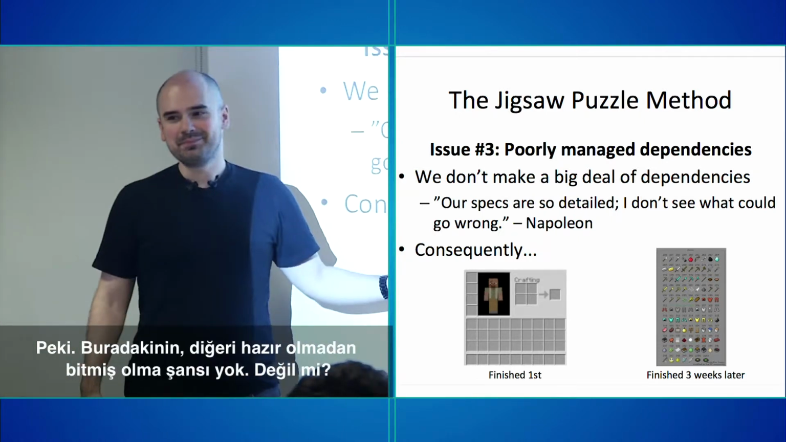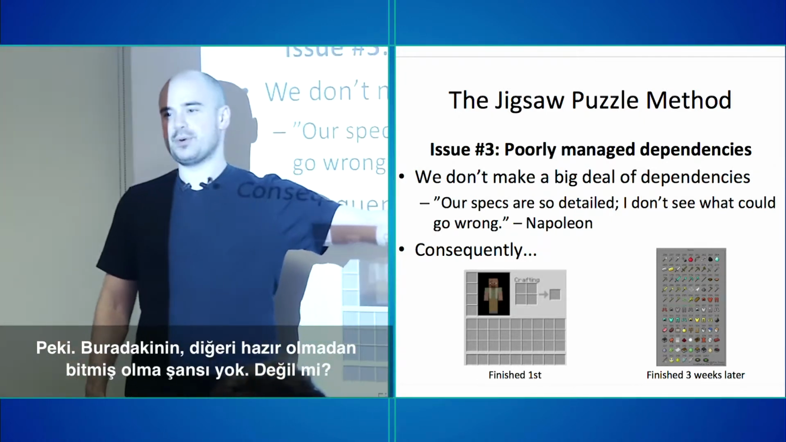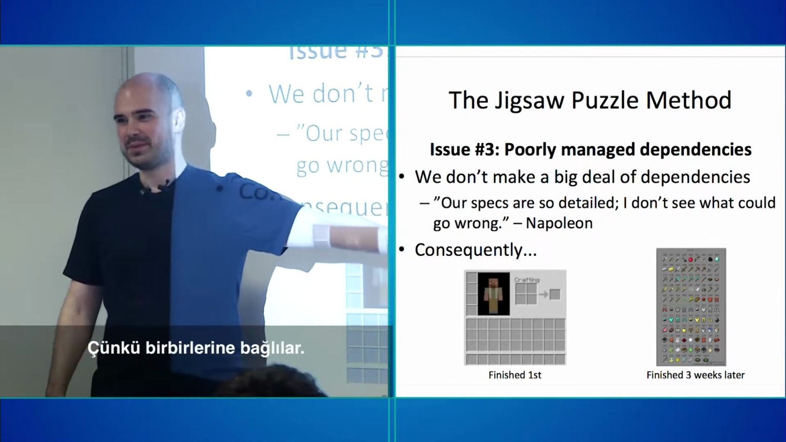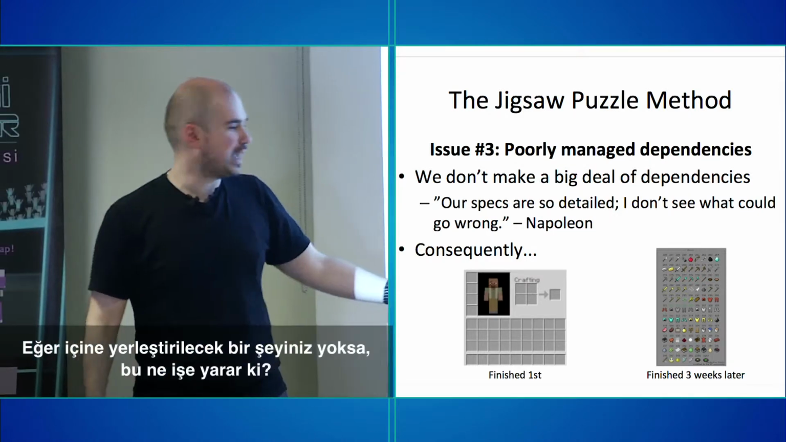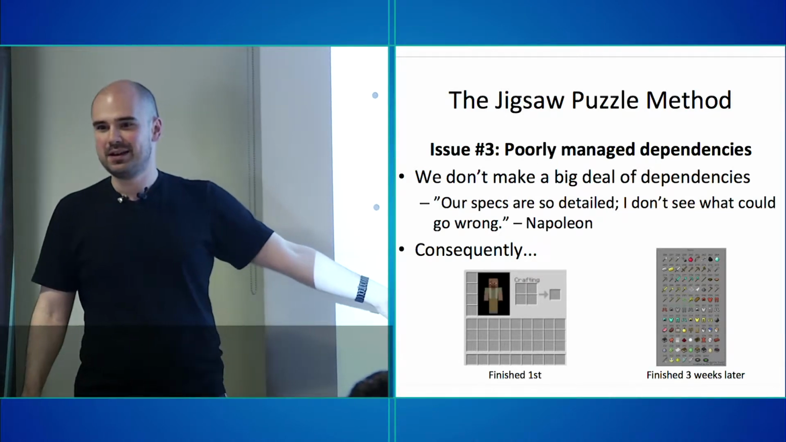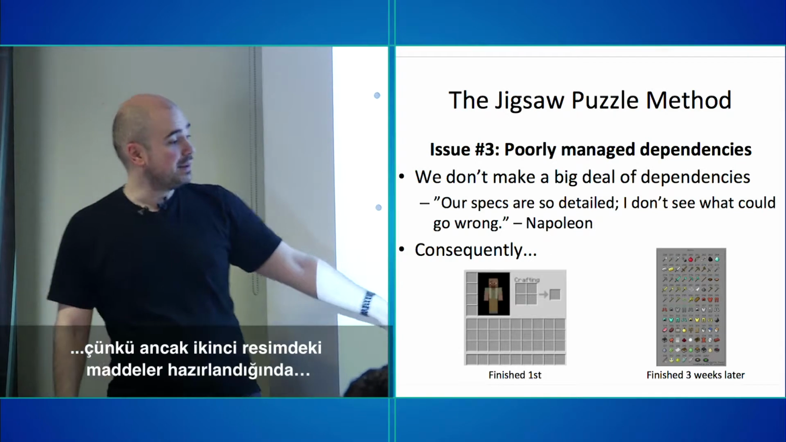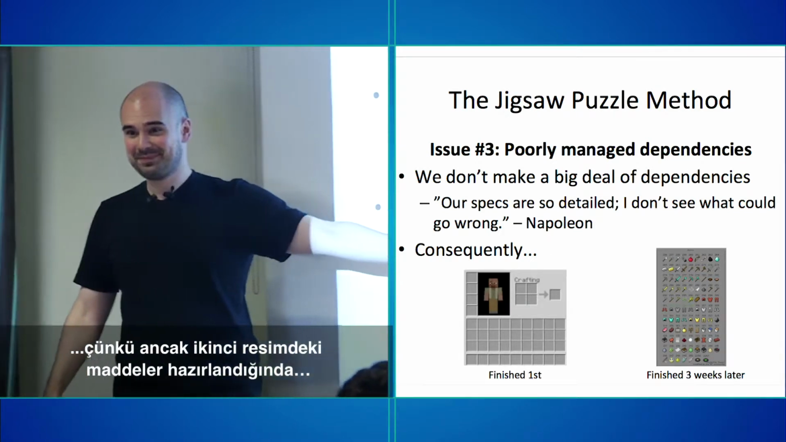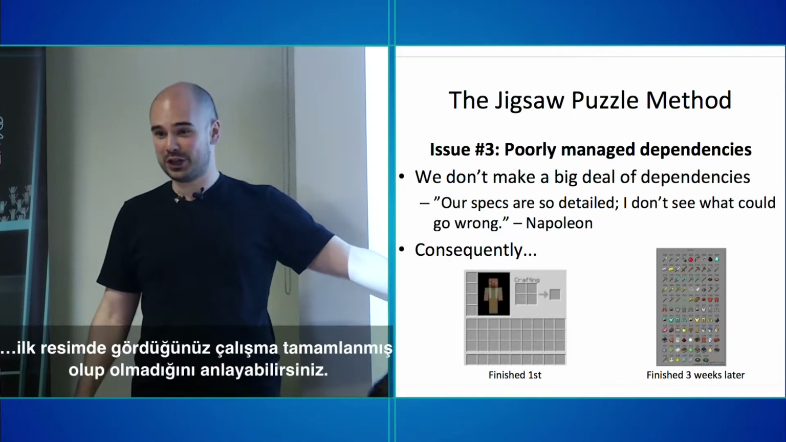Okay, this one is not done until that one is done, right? They are dependent on each other. If you can't craft something, what is this for? It doesn't do anything, right? Now, why is this a problem? Because by the time that thing gets done, you will actually know whether or not you're done with this.